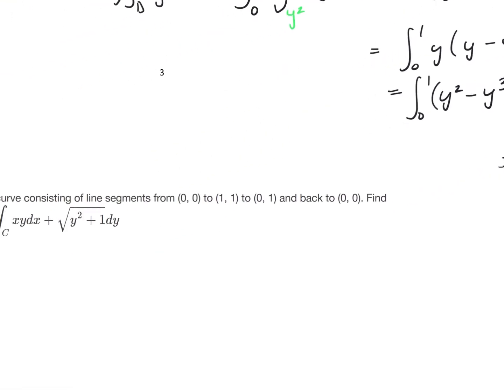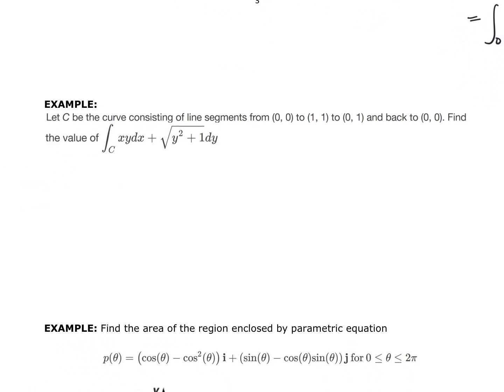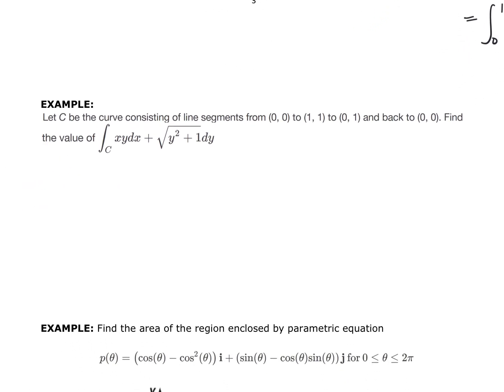Okay, let C be a curve consisting of the line segments from 0, 0 to 1, 1 to 0, 1, and then back to 0, 0. Find the value of the curve integral. So I'm just going to draw this.